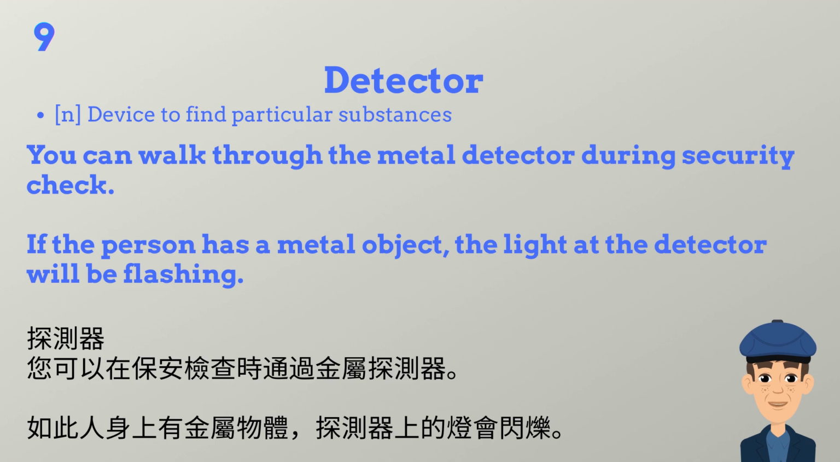If the person has a metal object, the light at the detector will be flashing.